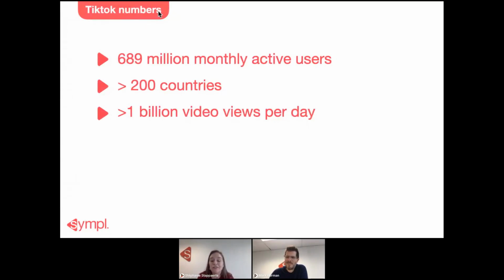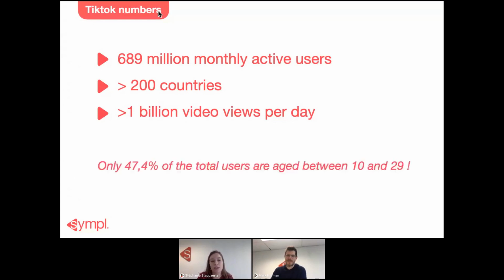Now, I can hear you already think, maybe, yeah, okay, but TikTok, isn't it for young people? Well, that's what we also thought, but that's what the old people think. Yeah, true. But we found some numbers, and only 47% of the users are aged between 10 and 29. So that means that more than 52% is actually older than 29 years old. We also found this number really impressive, and that's why we started experimenting with TikTok for recruitment campaigns.